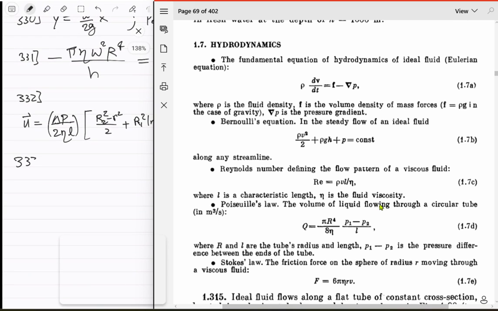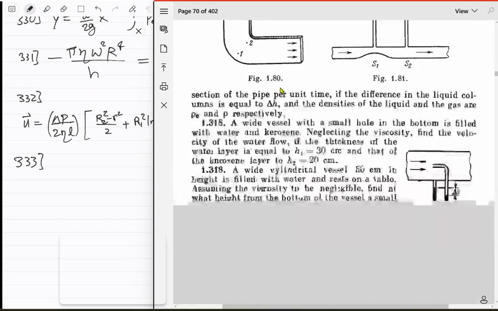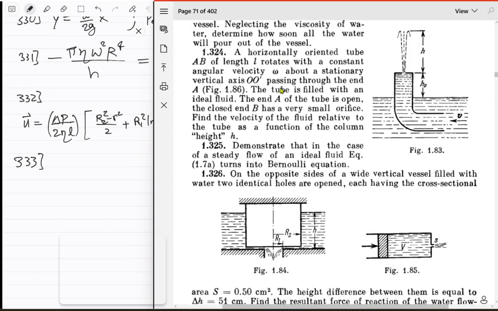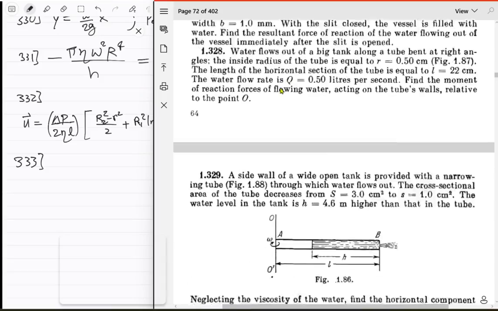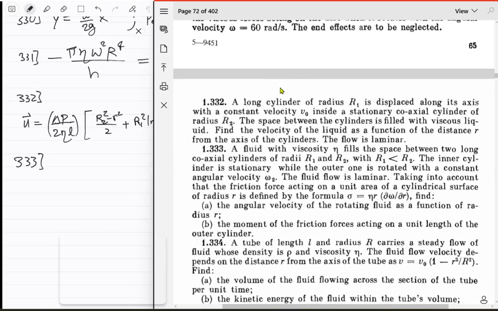333. Okay, a fluid with viscosity eta fills the space between two long coaxial cylinders of radius. Didn't we just do that? Yeah, I mean, we just did that, right? Oh, okay, no, these two are similar questions, but different. Okay, fluid with viscosity eta fills the space between two long coaxial cylinders of radius r1 and r2.